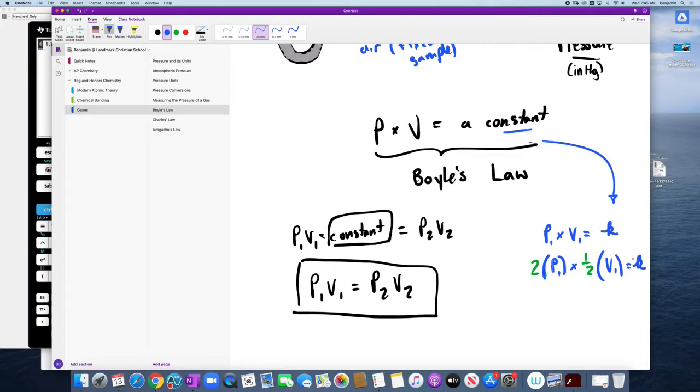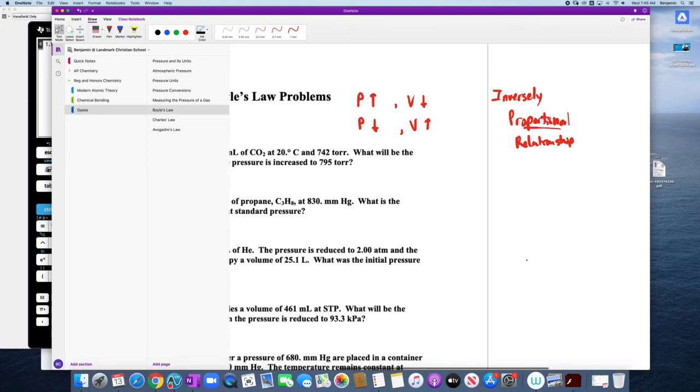Whatever that number happens to be, if you have twice the pressure, 2P1, in order to get that constant, you'd need half the original volume, right? Because, in a way, you can think about factoring that 2 and that 1/2 out. And then all you're left with is just P1 times V1, which we already know is that constant. Okay? So that's what is meant by an inversely proportional relationship.